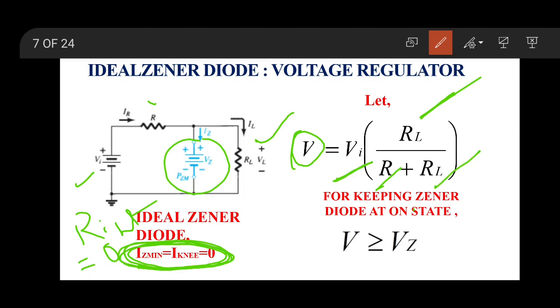Now, the Zener diode will be in the on state if and only if V is greater than or equal to the reverse breakdown voltage, that is Vz. Again, I repeat, for solving any problem related to an ideal Zener diode, you have to find out this V, that is equal to input voltage into RL by R plus RL. And if this V is greater than or equal to Vz, then and only then the Zener diode is in the on state.